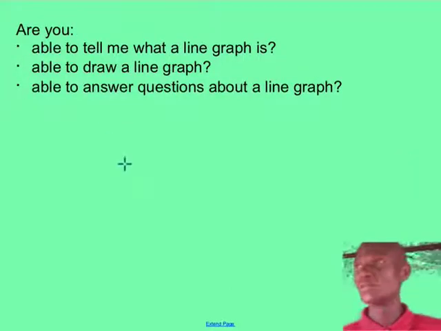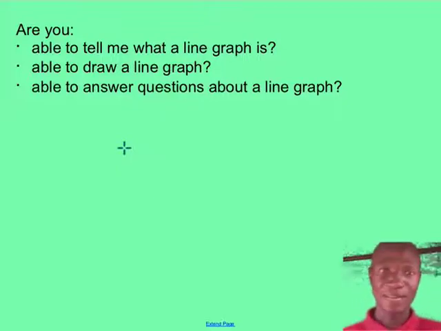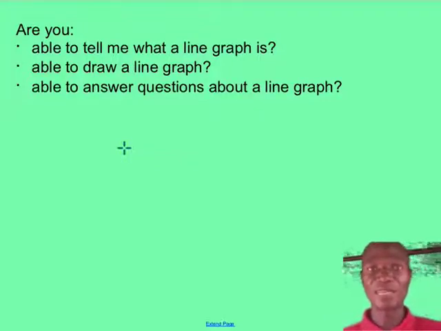We have finished doing our graphs. We have drawn our graphs. We have answered the questions. So are you now able to tell me what a line graph is? If your answer is yes, well done. Are you now able to draw a line graph? If you have drawn a line graph that is nice, well done. Are you now able to answer questions about a line graph? If you have answered the questions from the previous screen correctly, well done.